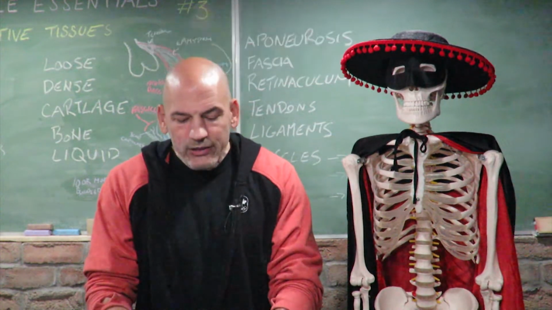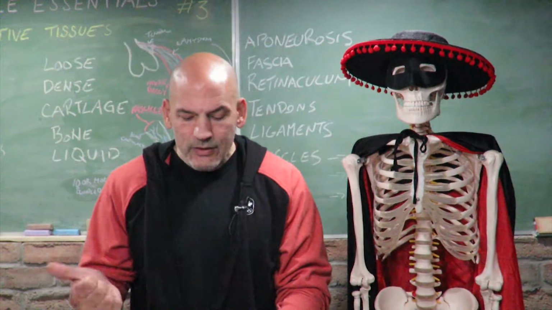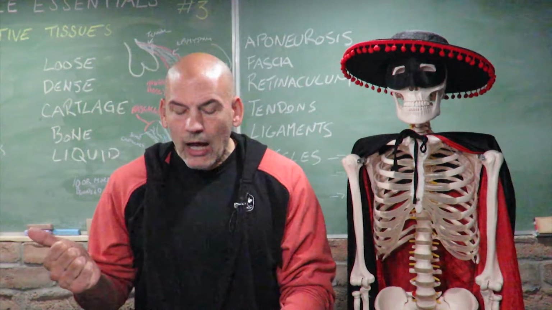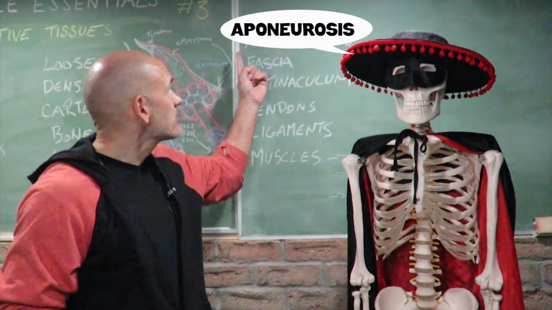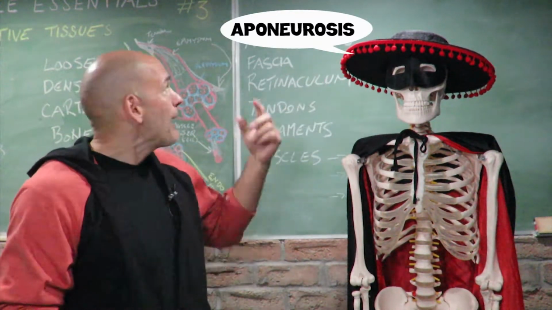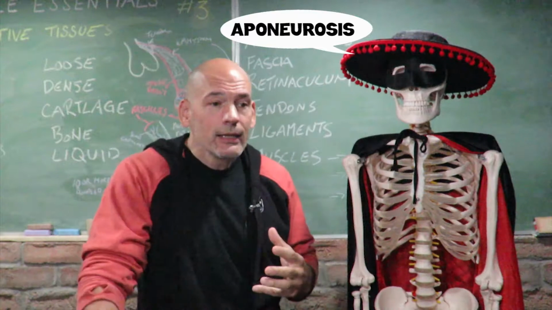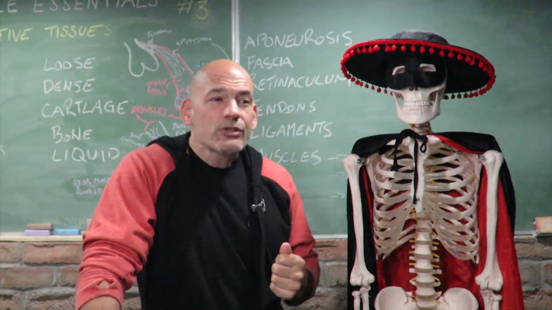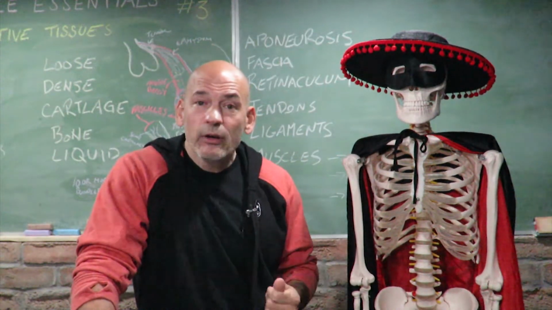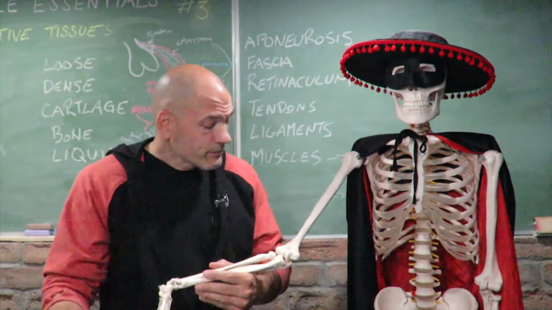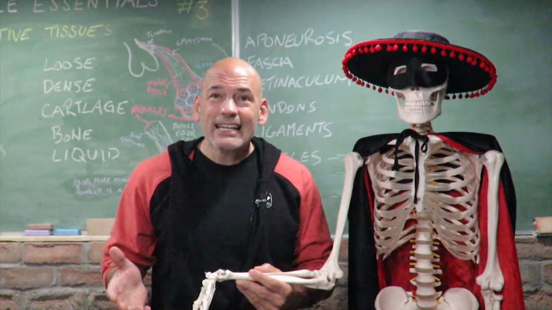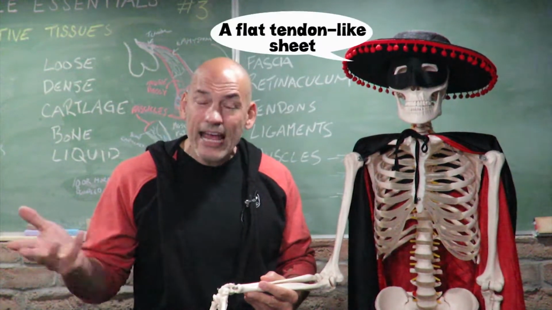For dense regular connective tissue, it forms tendons, most ligaments, fascia, or aponeurosis. Okay, new word for you, aponeurosis. Okay, not apple, apo. The most familiar one, at least the one you might be familiar with, is called the bicipital aponeurosis. So an aponeurosis is a sheet-like tendon.